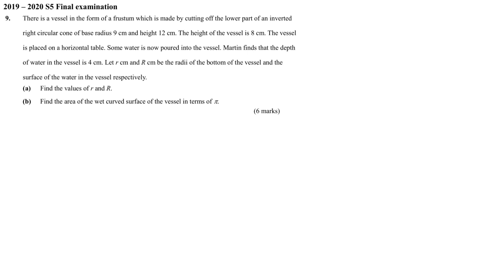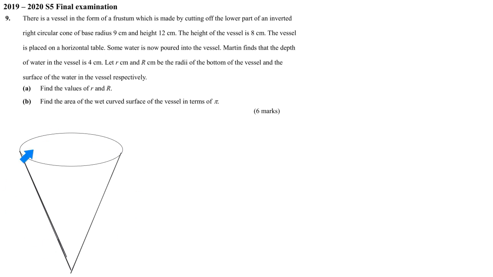In this question, students make lots of mistakes because they do not fully understand the situation here. So don't forget to read carefully. You may even need to spend up to 2 to 3 minutes to ensure that every item is clear. So the first thing is there is a vessel made by a frustum.